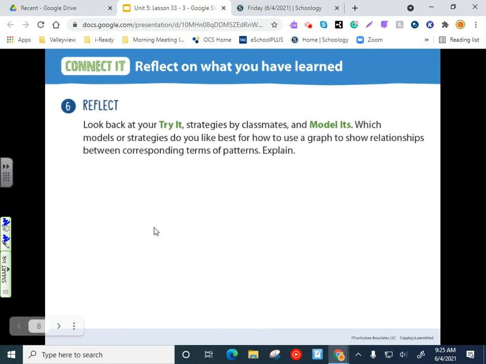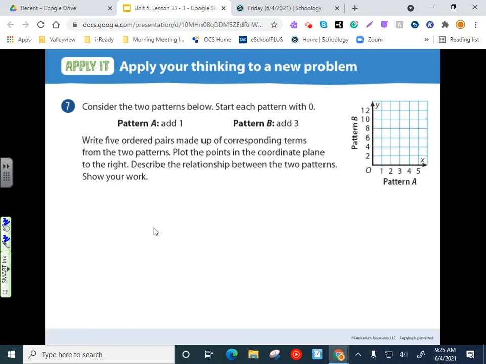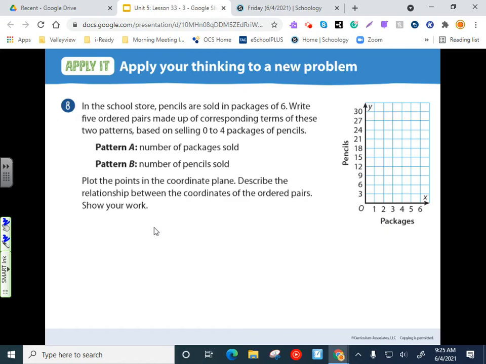We are skipping 6, and I'm also skipping 7. I don't like this problem because the graph doesn't really work well with the data they want us to plot. It's confusing, so skip 7. Let's do 8. In the school store, pencils are sold in packages of 6. Write 5 ordered pairs made up of corresponding terms of these two patterns, based on selling 0 to 4 packages of pencils.